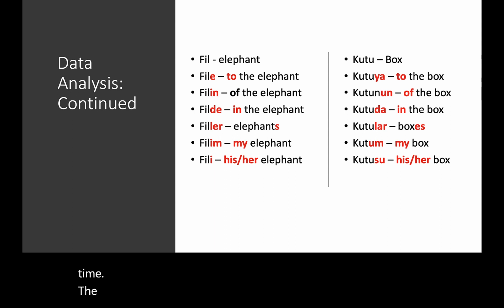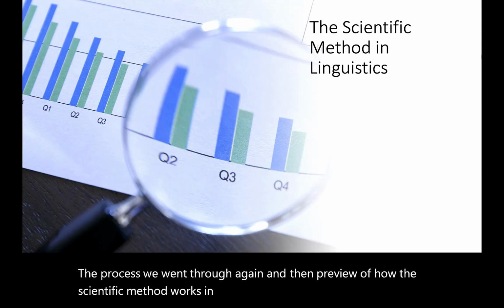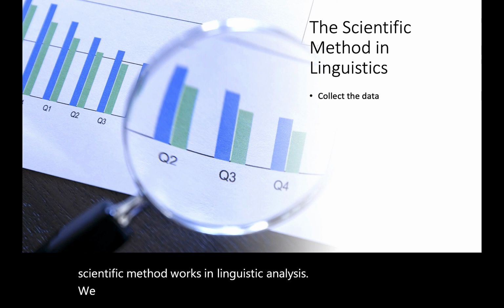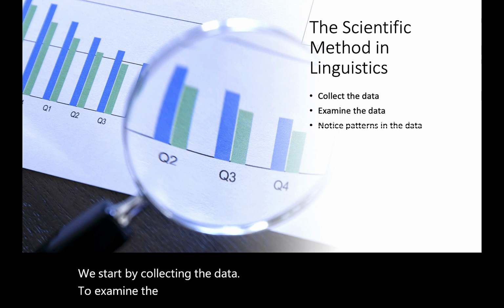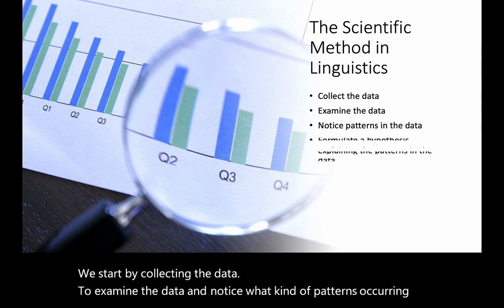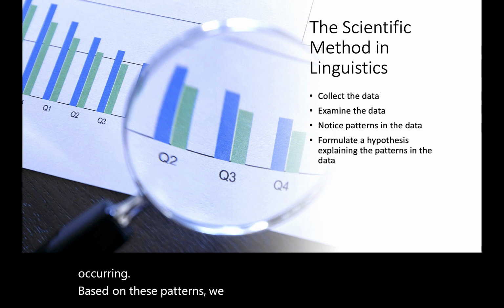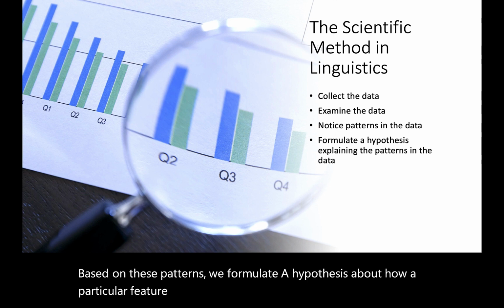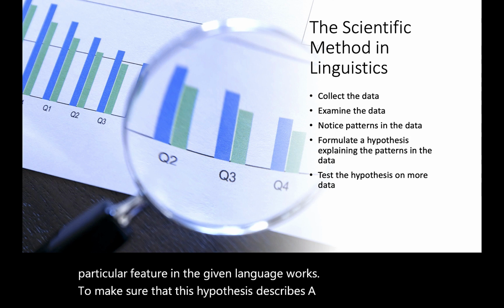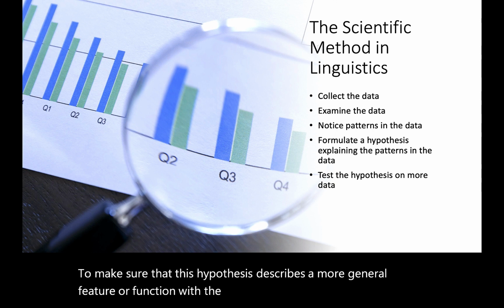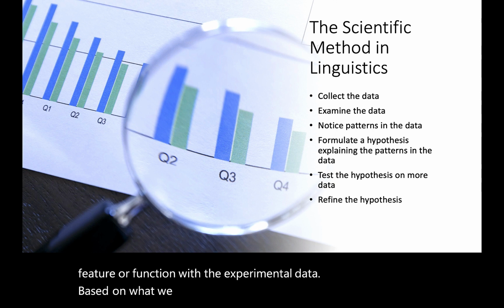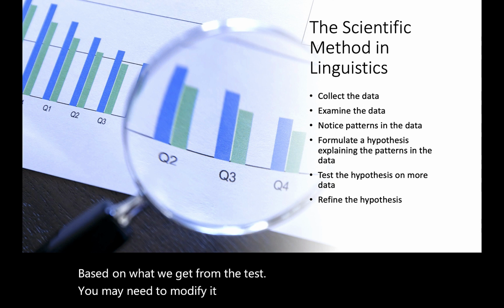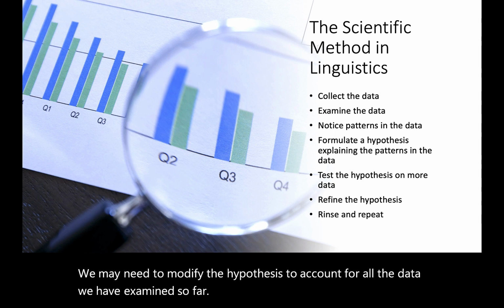The process we went through gives a good preview of how the scientific method works in linguistic analysis. We start by collecting the data. We examine the data and notice what kind of patterns occur in it. Based on these patterns, we formulate a hypothesis about how a particular feature in the given language works. To make sure that this hypothesis describes a more general feature or function, we test it on more data. Based on what we get from the testing, we may need to modify the hypothesis to account for all the data we have examined so far. If needed, we repeat the process with more data.